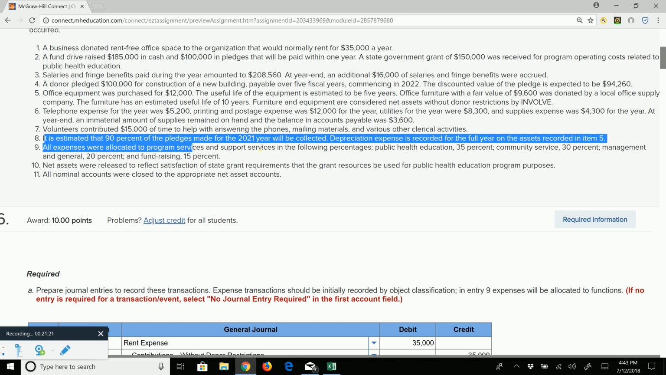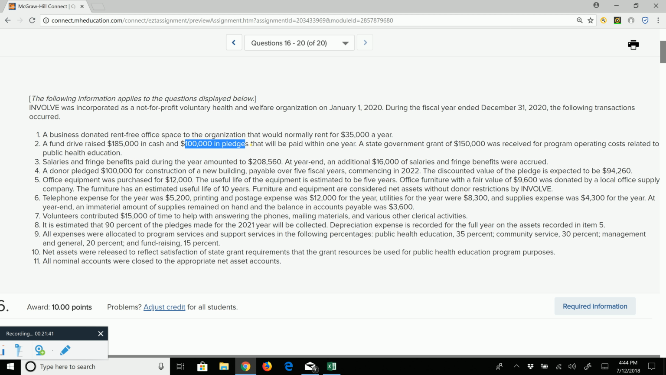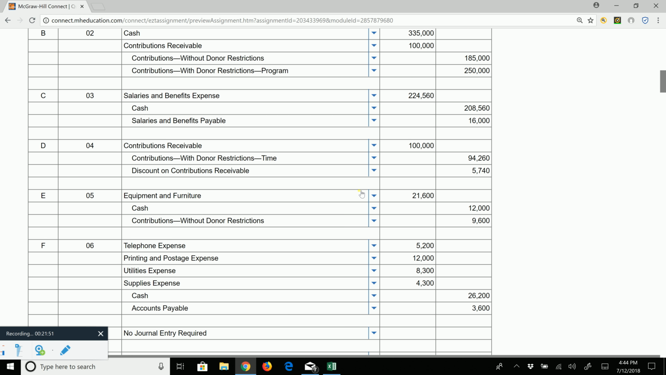Number 8, it's estimated that 90% of the pledges made for the 2021 year will be collected, and depreciation expenses also recorded on those fixed assets we received back up in number 5. So if we come back up to the pledges, where was it? It was in number 2. Do you remember this? We received $100,000 in pledges. Well, 90% or 90,000 of it is expected to be collected. That means 10,000 is not going to be collected.